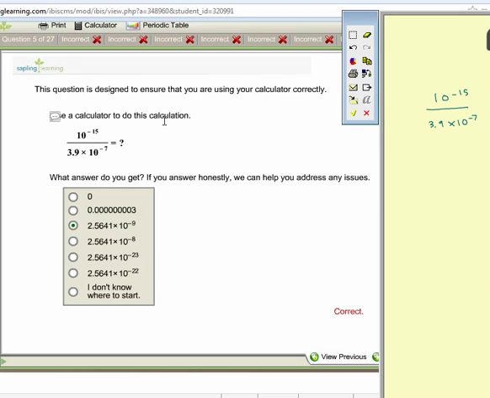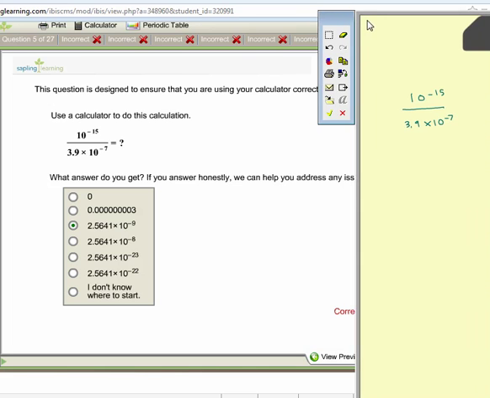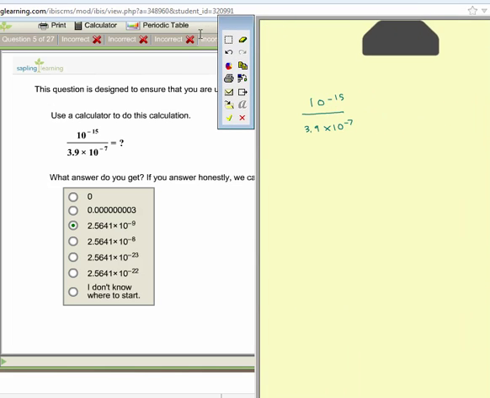So this problem is designed to ensure that you're using your calculator correctly. If you're not getting this right, then chances are you're not using your calculator correctly. In later chapters in chemistry, we are going to have to use this exponent key a lot, so it's really important that you know how to use the exponent key correctly.